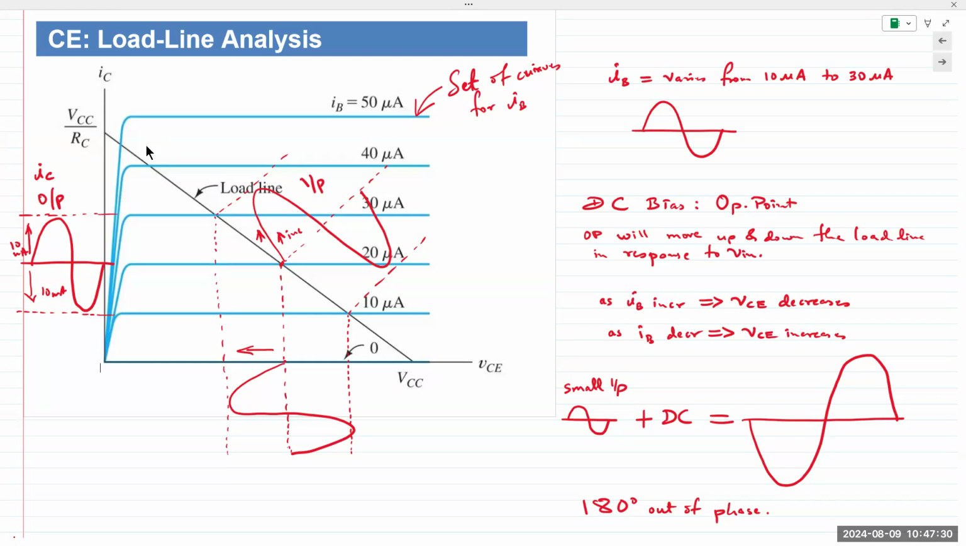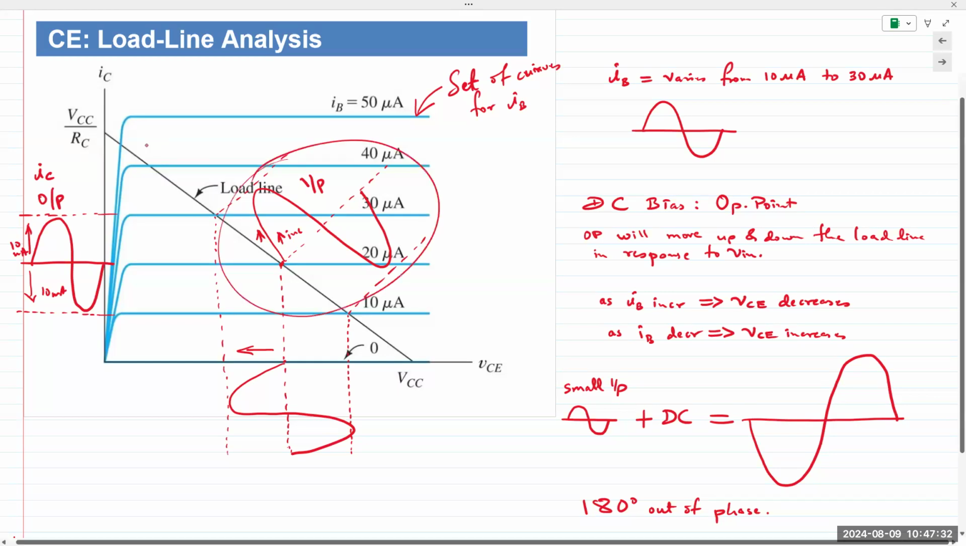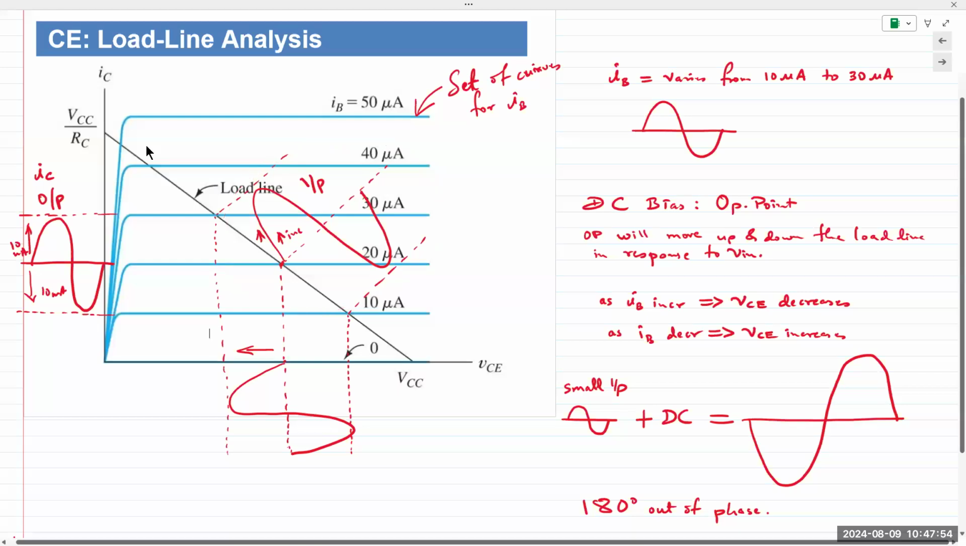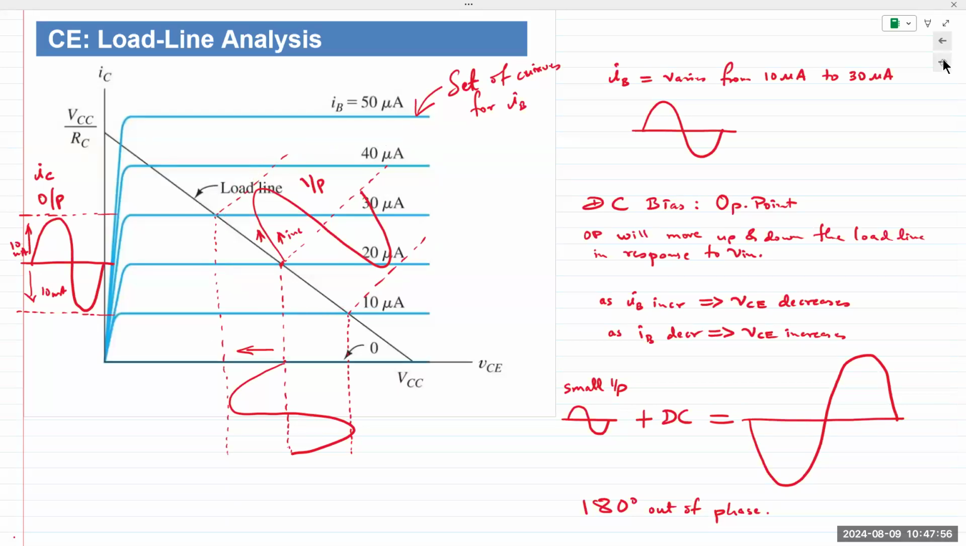And then this is the input signal. The input signal, of course, depends on the incoming signal. It could be small, it could be very large. And again, this is a very simplistic representation. We have 10, 20, 30, 40 microamps. In real life, it might be like 1, 5, 10, 15, maybe in smaller divisions. Any other questions?